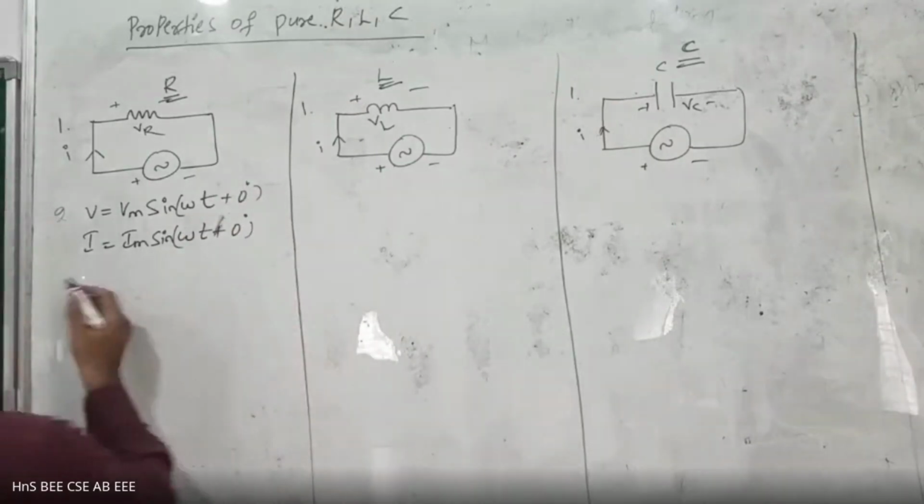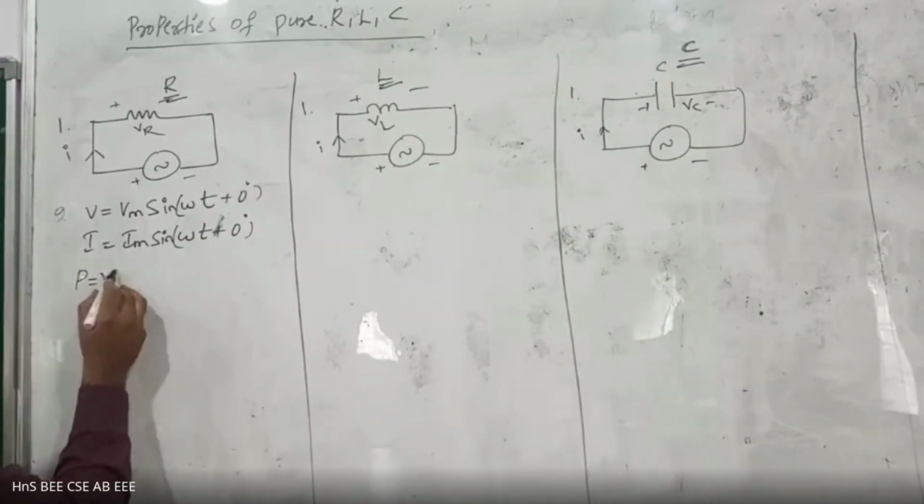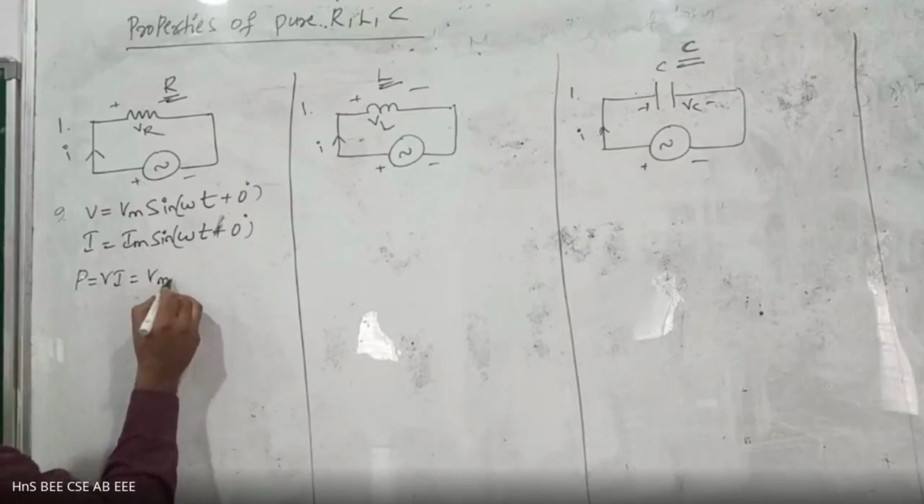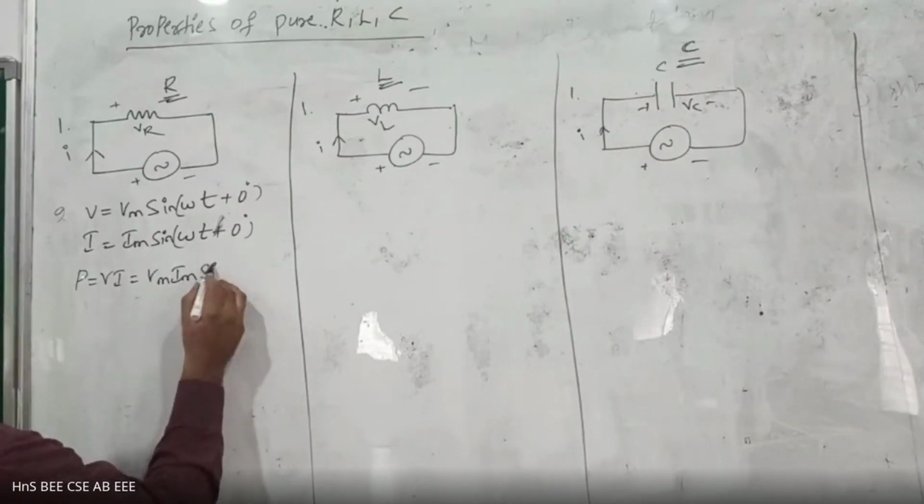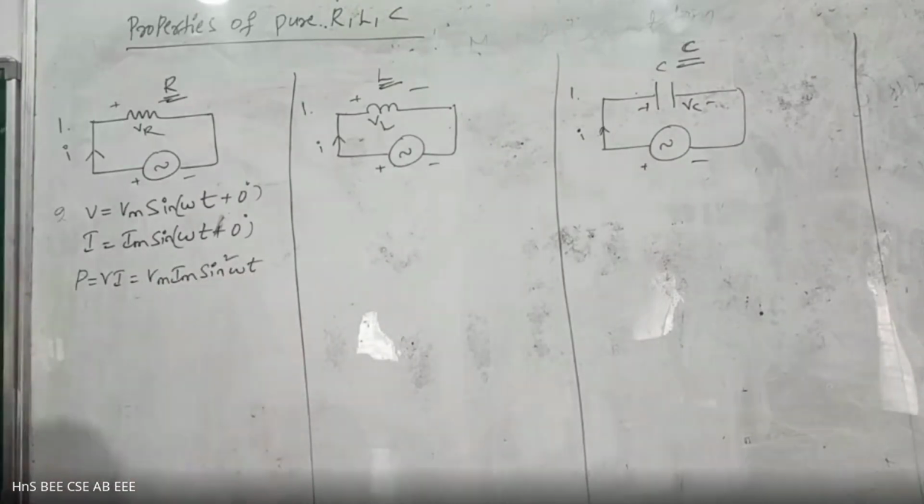Now coming to power. Power is the multiplication of V into I. Simply, I am writing Vm Im sine square omega t.